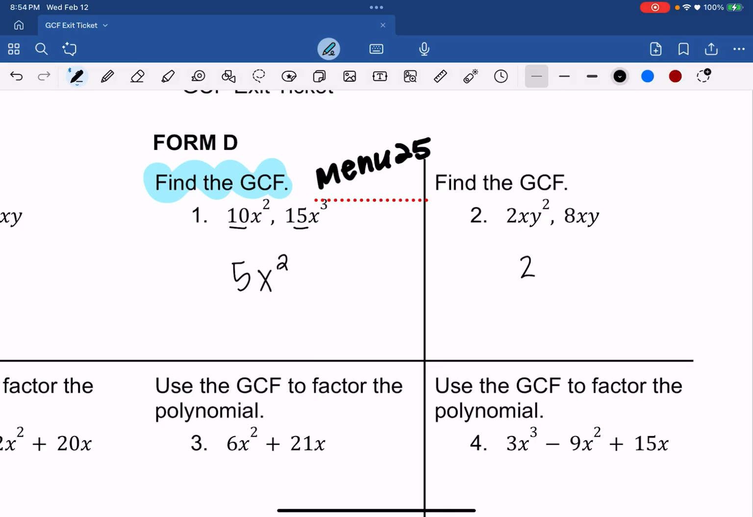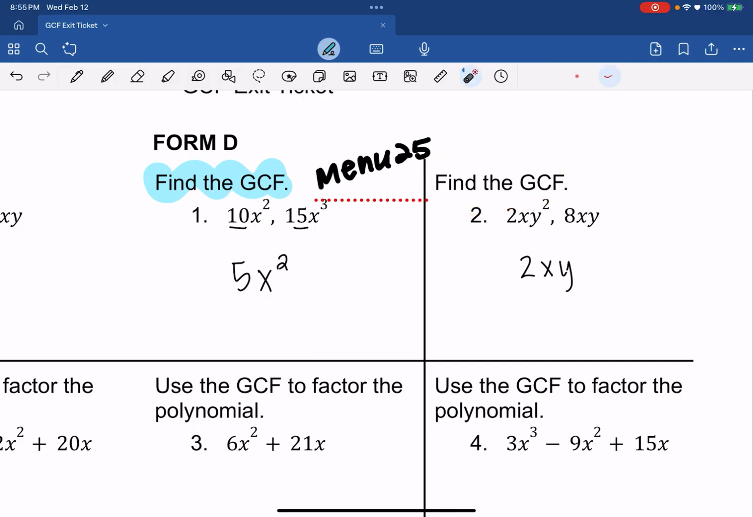When it comes to x's, both terms, so 2xy squared and 8xy, only have 1x, so I can only take out 1. And then with the y's, 2xy squared may have 2 y's, but 8 only has 1, so I can only take out 1. So my greatest common factor between those two should have been 2xy. So you are going to have a question that says find the GCF.